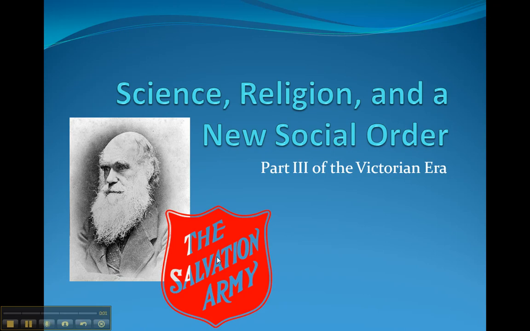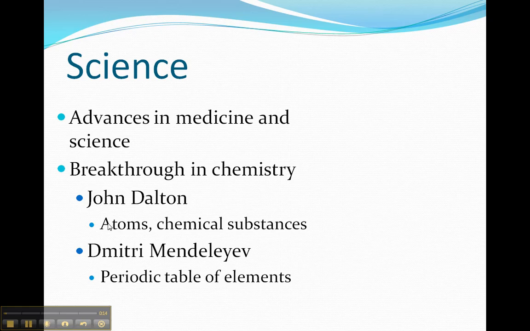Part 3 of our unit will consist of science, religion, and the new social order during the Victorian era in Britain after the Industrial Revolution. The Industrial Revolution brought new ideas and theories when it came to an improvement in science.